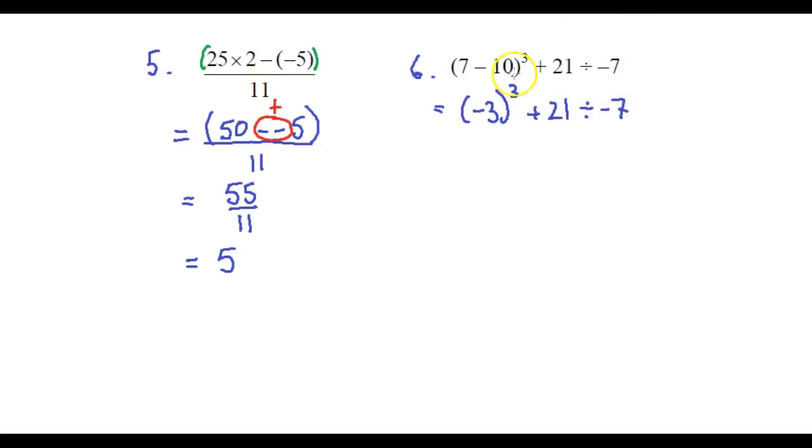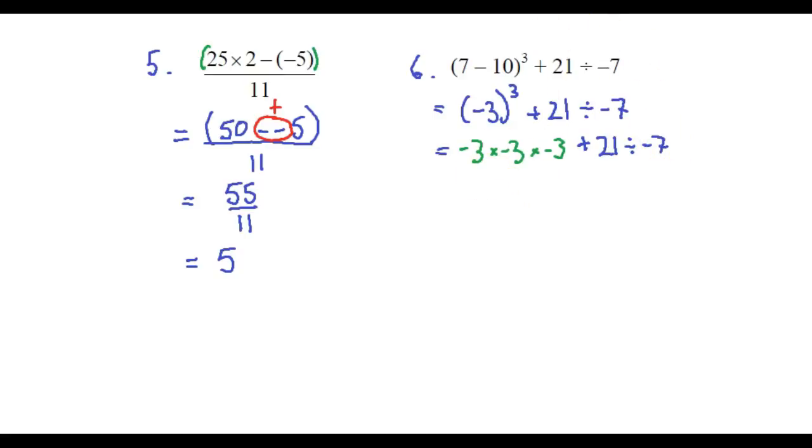Now, indices come next, powers. And you remember that powers are shortcut multipliers. So we don't do 3 times 3. That would be the wrong way of doing it. So we've got to remember this power 3 means it's that thing that's in the bracket, negative 3, times itself 3 times. So we're going to work that out in a minute. We've got this 21 and we've got to divide, and we've got the negative 7 on the end there.